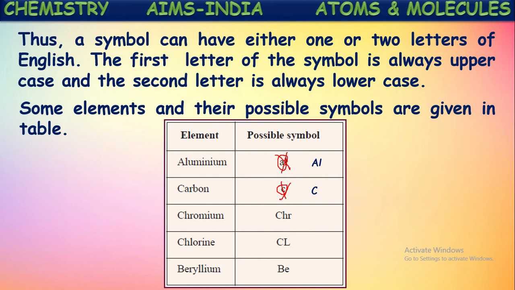Now see here, they have given CHR. No element has three letters in its symbol, only two maximum. So capital C, small r is its symbol.